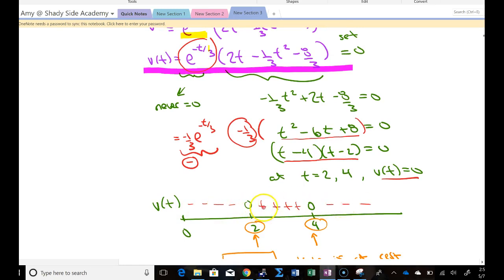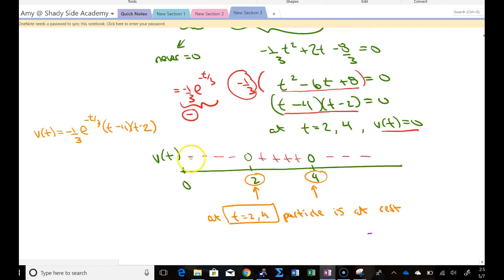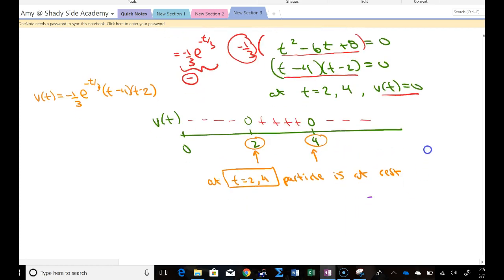Being careful to recognize that, when I'm here, don't forget about all the things we factored out of velocity. Negative 1/3 e to the negative t over 3, and then I have t minus 4 times t minus 2. Okay, just don't forget that we factored out the negative 1/3 e to the negative t over 3. So velocity is negative, positive, negative. That means particle is moving left here, particle is moving right here, particle is moving left. Okay? Here's what I want to talk about right now.